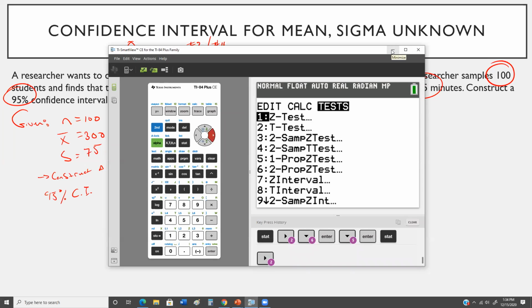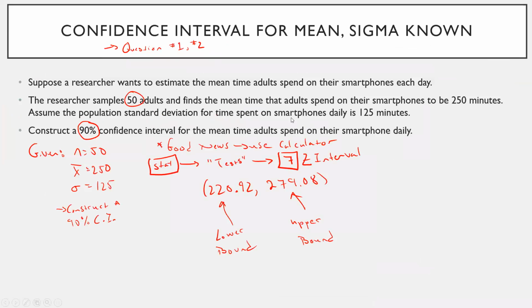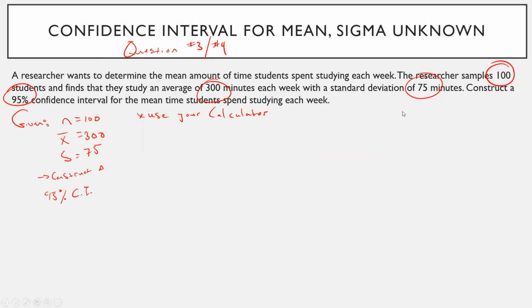Professor, just a question. For the standard deviation, don't you use the sigma sign? No. Only when, you notice the subtle difference here, when I say assume the population standard deviation. So population standard deviation gets the sigma. This is just a sample standard deviation. That's why it gets the S. That's also why in our calculator, we use a different option. So it was stat, tests, and this time it's option number 8 for T interval.